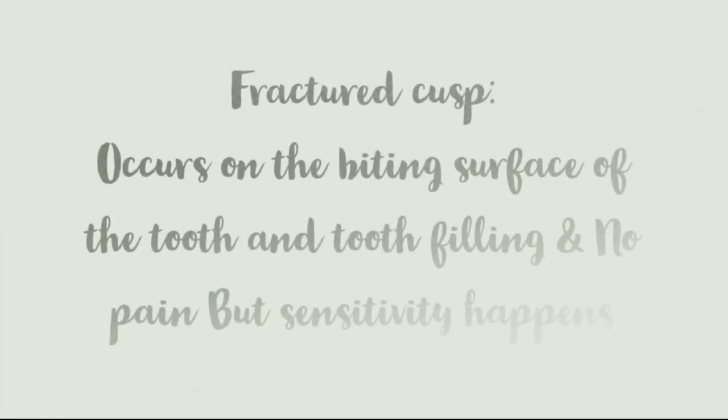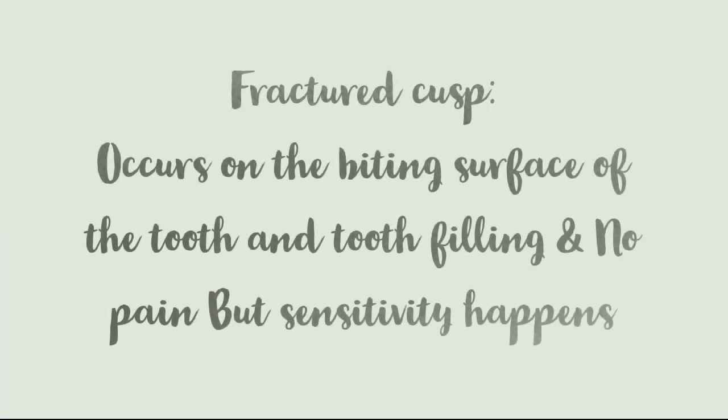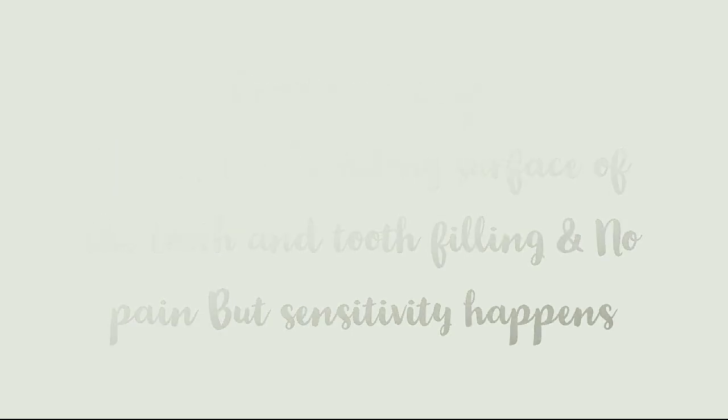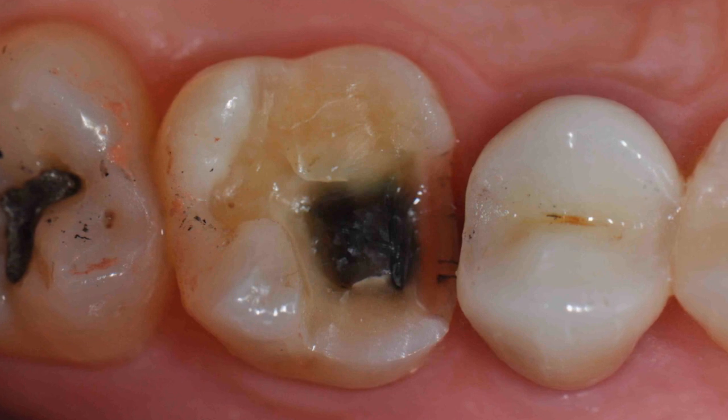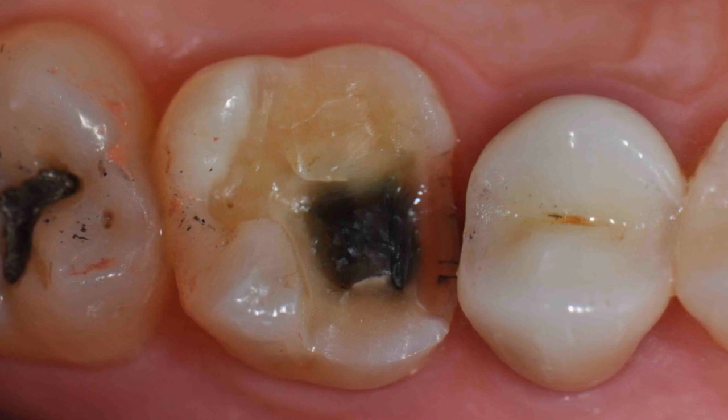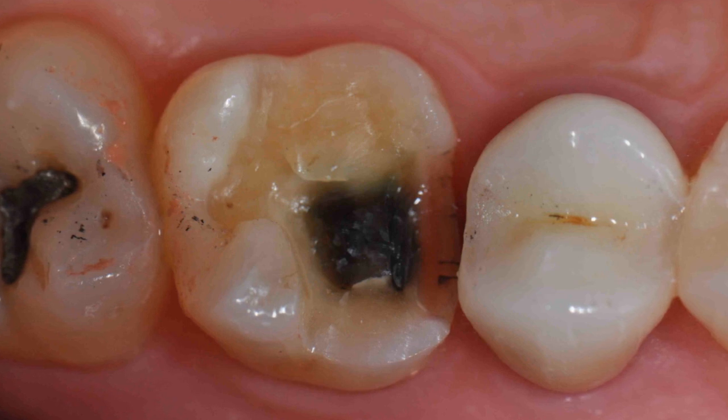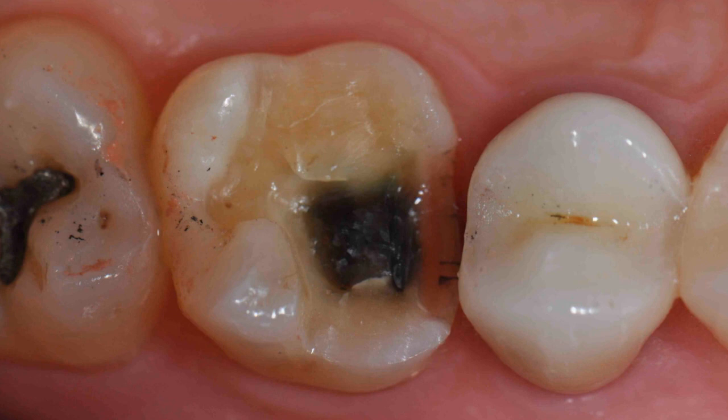The first type of tooth fracture is referred to as fractured cusp, which occurs on the biting surface of the tooth and tooth filling, and there's no pain from it because it does not involve the pulp. But since it is fractured, of course, sensitivity might take place. Here is a picture showing the patient is having a fractured cusp. This fractured cusp is not deep enough to reach the pulp, so no pain from it, but sensitivity, of course, will take place.